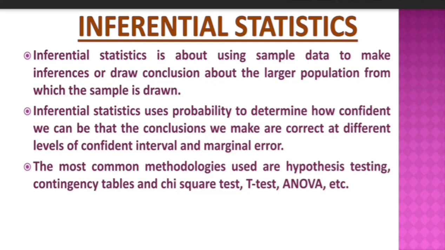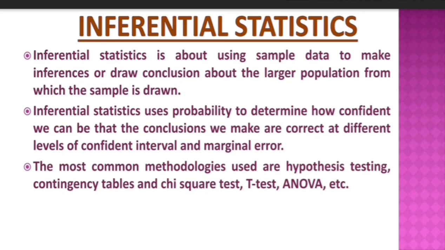Point number 2, inferential statistics uses probability to determine how confident we can be that the conclusions we make are correct, at different levels of confidence interval and marginal error. That means in inferential statistics we use probability distribution to draw inferences about the population parameter. To know to what extent we are confident of making correct decisions, we use confidence intervals.